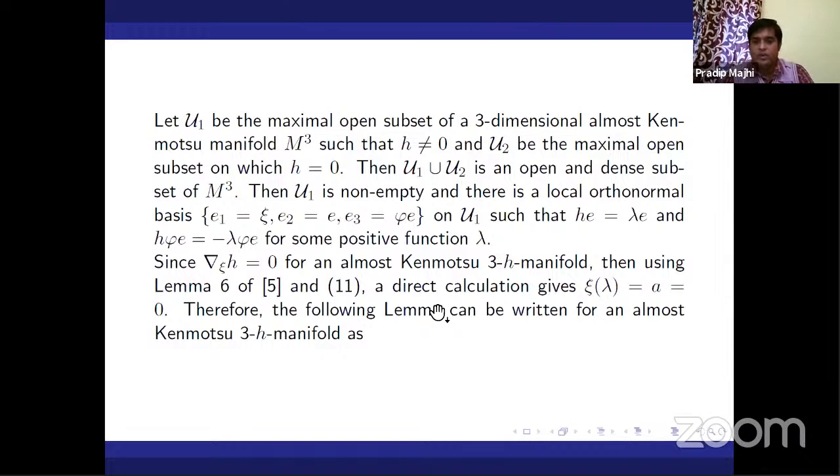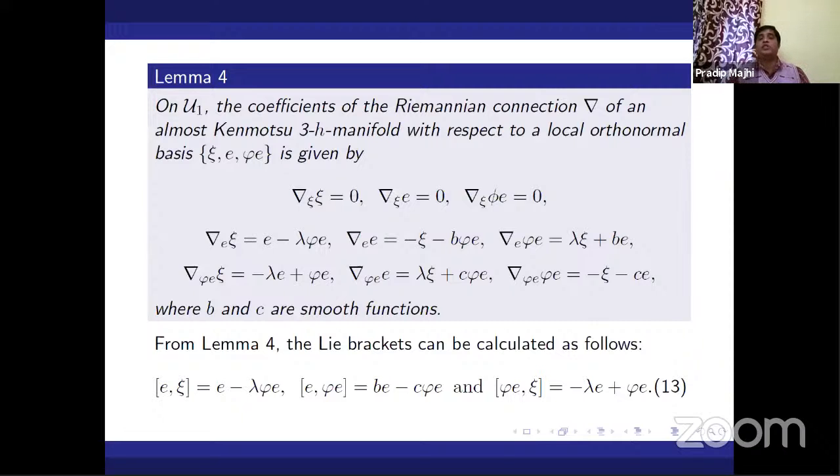This is a very big computation. We can calculate the coefficients of the Riemannian connection nabla of an almost Kenmotsu 3-h manifold with respect to a local orthonormal basis xi, e, phi. These are all the coefficients of the Riemannian connection nabla. There are 9 coefficients of the Riemannian connection, or Levi-Civita connection.